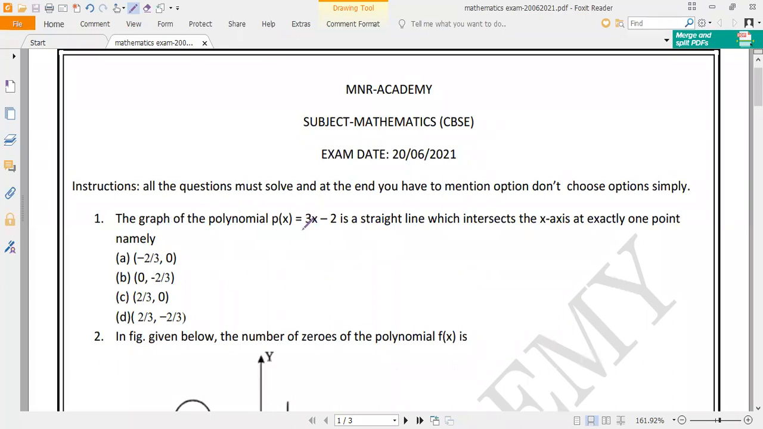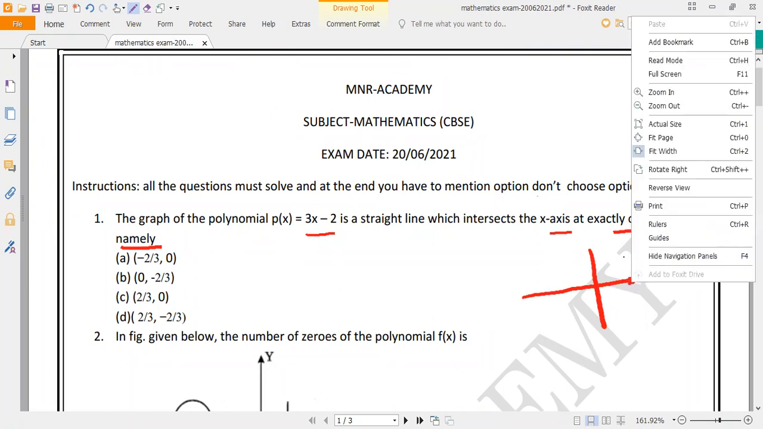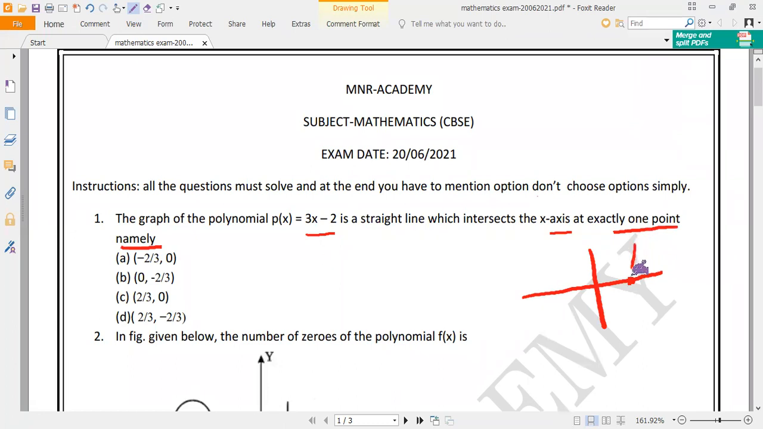The graph of the polynomial p of x equal to 3x minus 2 is a straight line that intersects the x-axis at exactly 1 point. Here we have to find the intersecting point. Okay? So, what is the point on the x-axis? Suppose this is a straight line. It touches the x-axis. What is the point here?